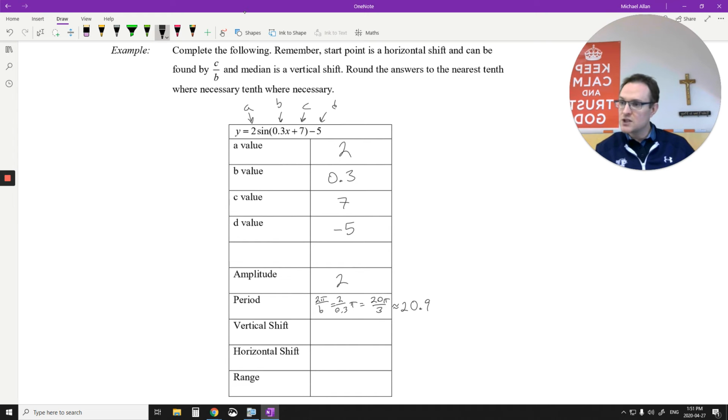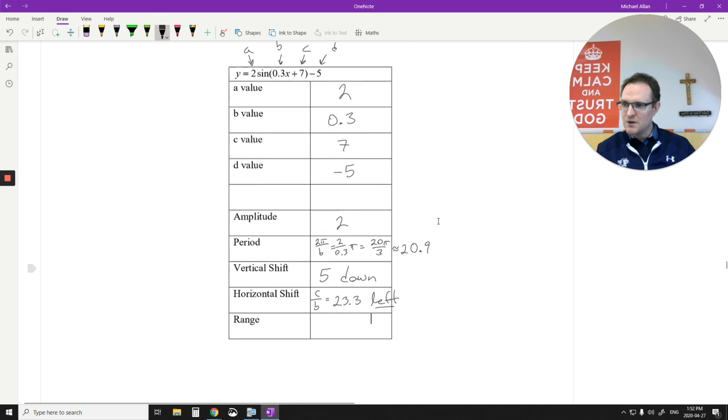Cool. Vertical shift, that's D. So 5 down. I'm going to actually mention that it's moving downwards here. 5 down. Horizontal shift. Remember, this is C over B. 7 divided by 0.3. I want this to the nearest tenth. So let's say this is 23.3. It ends up being a positive number, so we put a left in there if you want.